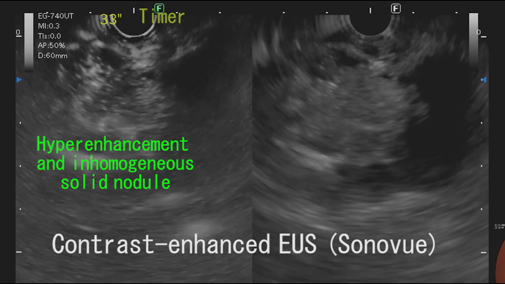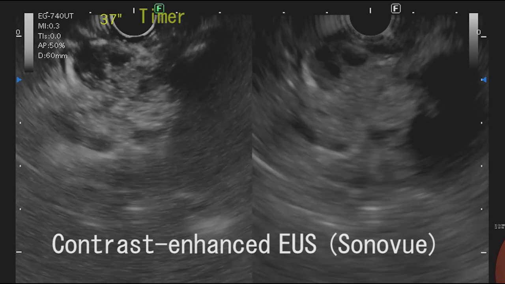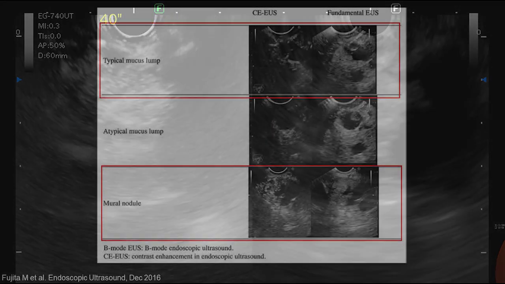This behavior is suspicious for a solid mural nodule, excluding the mucus diagnosis, which usually does not enhance after contrast injection.